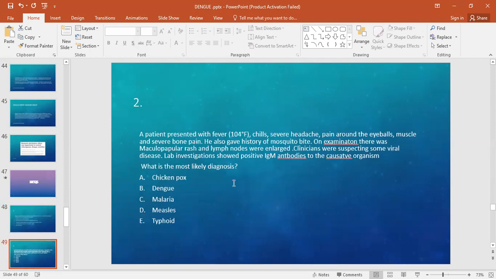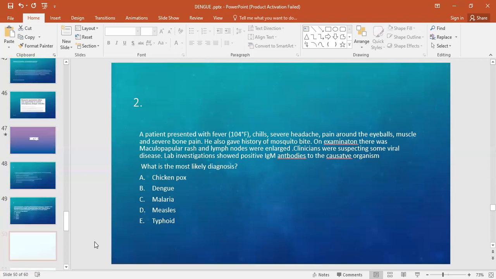A patient presented with fever, chills, severe headache, pain around the eyeballs, muscle and severe bone pain. He also gave a history of mosquito bite. On examination, there was a maculopapular rash and lymph nodes were enlarged. Clinicians were suspecting some viral disease. Lab investigation showed positive IgM antibodies. What is the likely diagnosis? Chickenpox, dengue, malaria, measles, typhoid. B. Yes, B is the right answer, dengue.